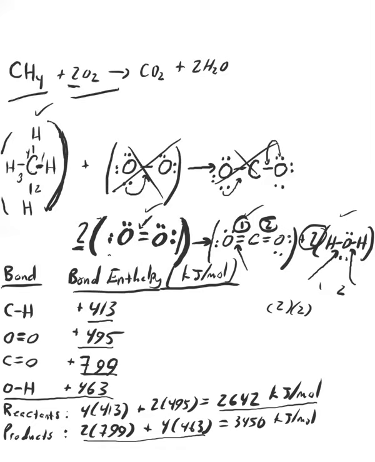Hydrocarbon plus oxygen to form carbon dioxide and water, that's combustion. The bonds on these products are so strong added up together collectively that when you do your reactants minus products, you're going to have 2642 minus 3450, right? And so you're going to get a big negative number. So 2642 minus 3450, and you get negative 808. Good fuel. That's why we use natural gas, right?